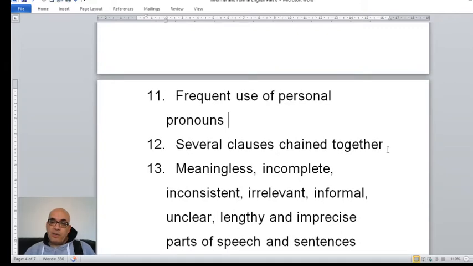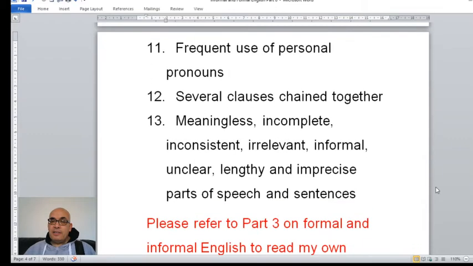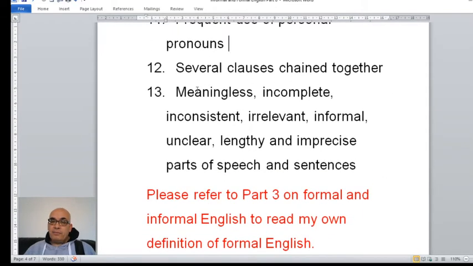Several clauses chained together, again, in informal English we put a lot of clauses or short sentences, and this is not good. Why? Because in formal English we have to use compound and complex sentences. Again, if something has no meaning, if something is incomplete or inconsistent or irrelevant, it is informal. So in formal English, you have to use the opposite of these.